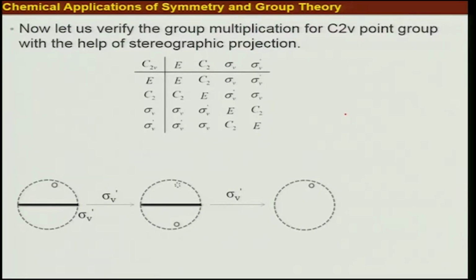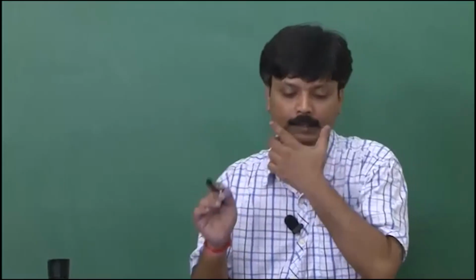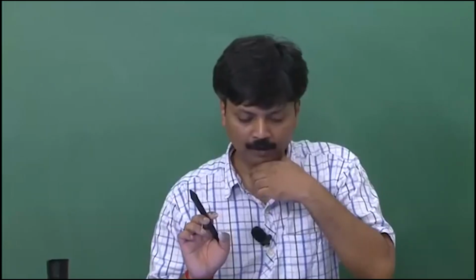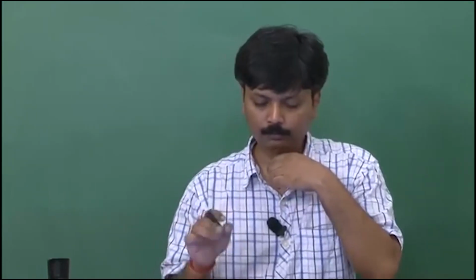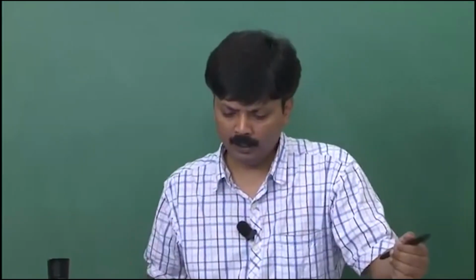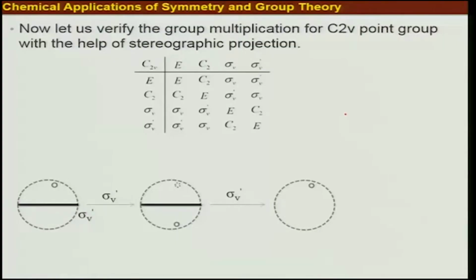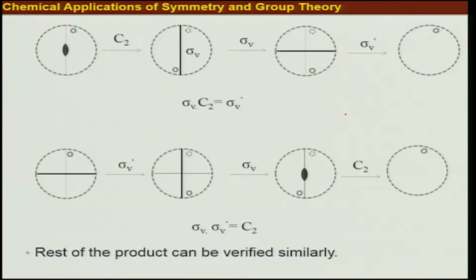So using stereographic projection you can actually find the group multiplication table. Okay. So they are all interlinked, you can see that. So now we will try to verify what will be the effect of doing these successive operations.